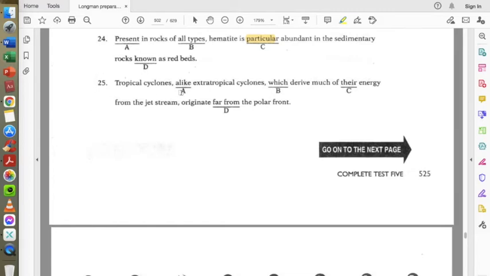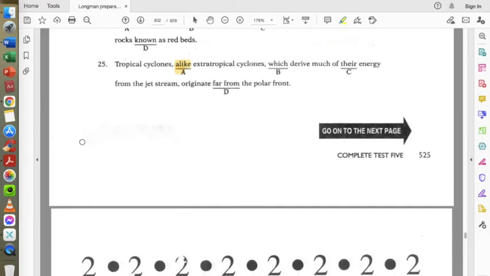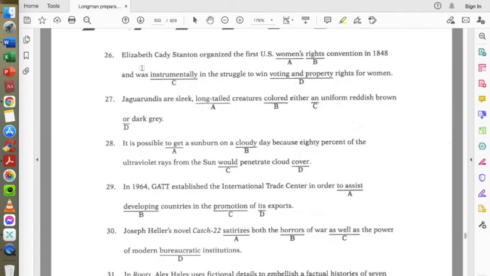Tropical cyclones, like or unlike extratropical cyclones, which derive much of their energy from the jet stream, originate far from the polar front. Alike is not used in this word placement. Number 26, Elizabeth Cady Stanton organized the first women's rights conventions in 1848 and was instrumental, adjective after be verb.